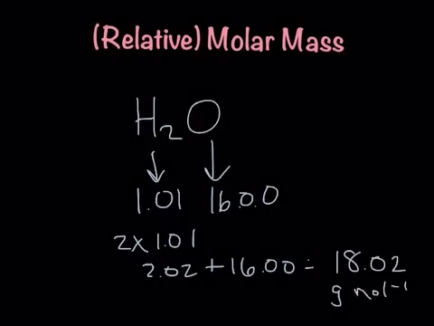So what that means is if I have 1 mole of water molecules and I put them on a scale, it should weigh 18.02 grams. Or flipping that, if I weigh out 18.02 grams on a scale, I should have 6.022 times 10 to the 23rd, or 1 mole's worth of molecules of water in that cup.